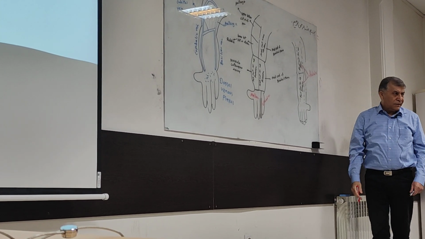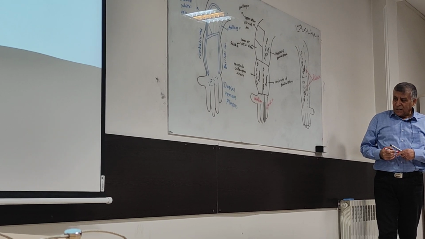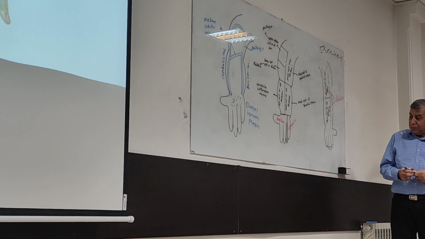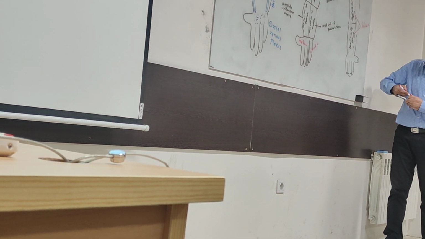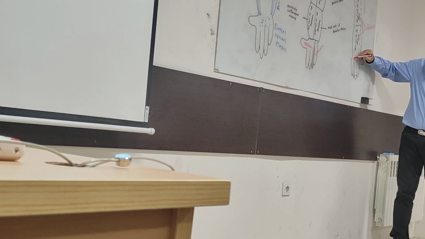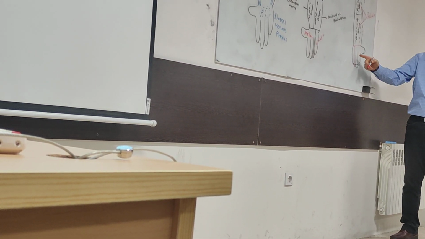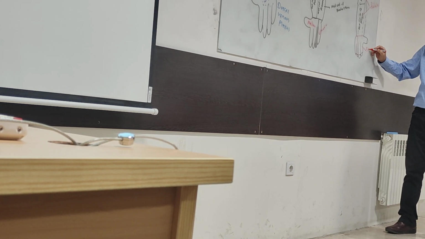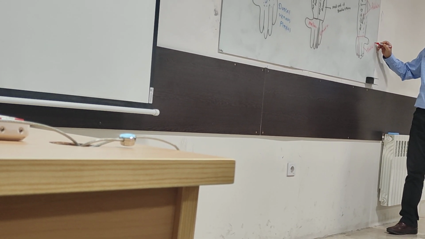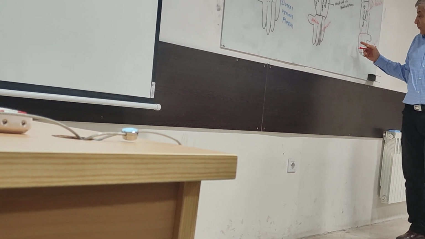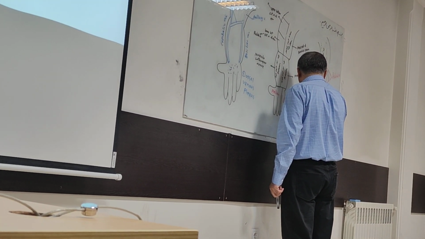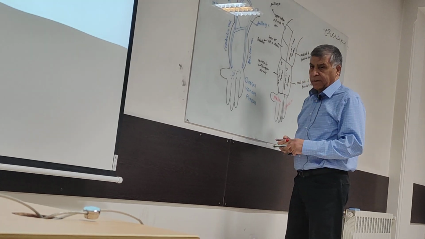Okay? Dorsal surface of the hand. The 3.5 fingers laterally, this one, are innervated by the radial nerve, and the 1.5 medially are innervated by the ulnar nerve.